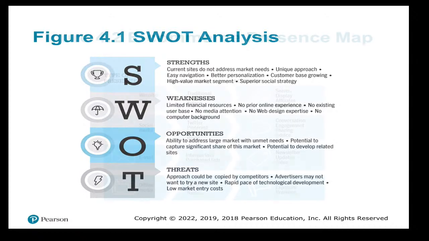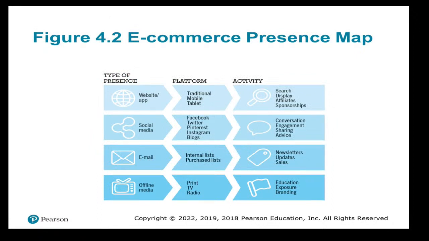And then the next one is about the e-commerce presence map. This one is actually a very good kind of diagram, or slide, that I would like everyone to see here, especially students. You can see there are several types of presence here: website, social media, email, offline media. It means that all these are the types of presence that you use in order to tell people about your business's existence.